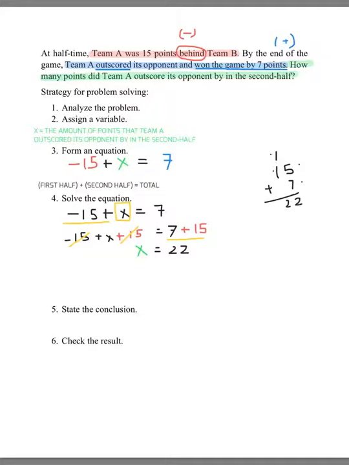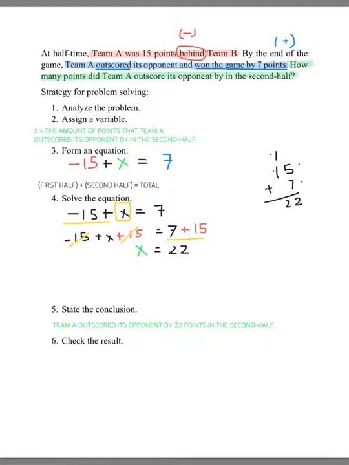Keep in mind that the question was, how many points did Team A outscore its opponent by in the second half? So then let us go ahead and state the following. There we go. So then Team A outscored its opponent by 22 points in the second half.